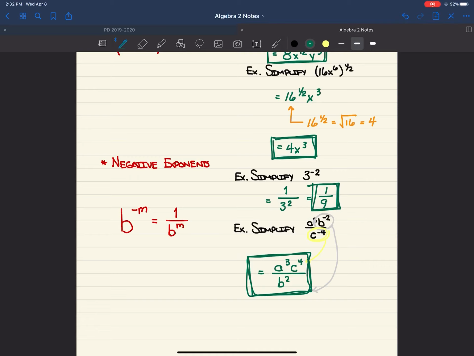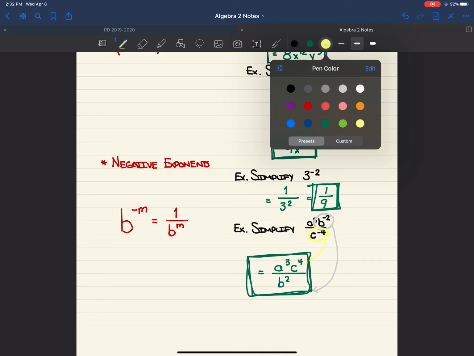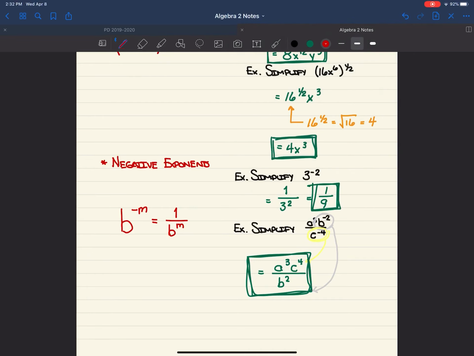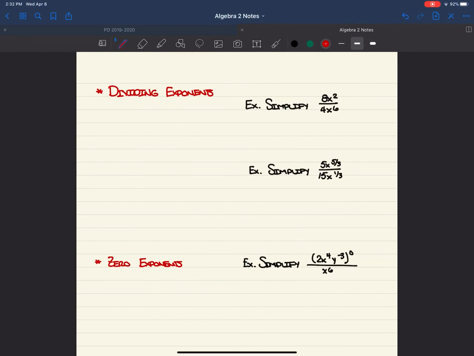So we've gone ahead and we've covered 4 properties of simplifying exponents. If we move on, the fifth property is dividing exponents. So, for example, if we have a base b raised to the power of m divided by that same base b raised to the power of n.